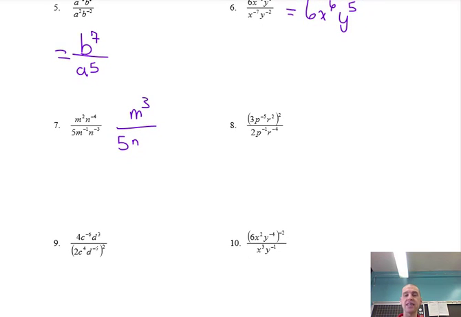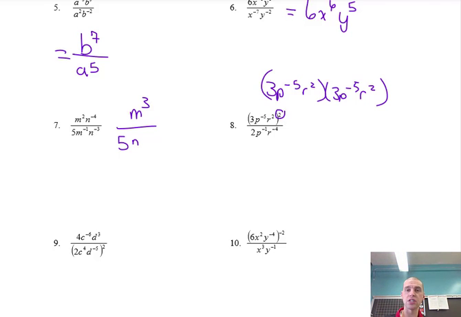What's the common mistake here? Notice that this is all squared. It's 3p to the negative 5r squared times 3p to the negative 5r squared. Now if you don't want to write that out, I understand, but what you cannot forget to do is square the 3. So what we need to do is square the 3. 3 times 3 is 9, it's not 6. When you have an exponent to an exponent, you multiply, so p to the negative 10 and r to the 4th, all divided by 2, p to the negative 1, r to the negative 4. Now you move what has negative exponents.